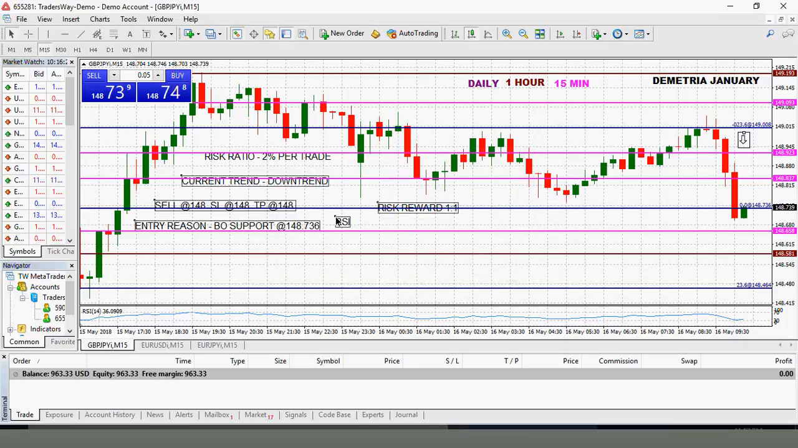And the RSI is below 45, but I need to make sure, I need to wait for confirmation. I'm going to go offline and I'll be back.